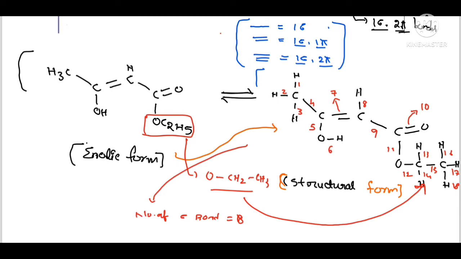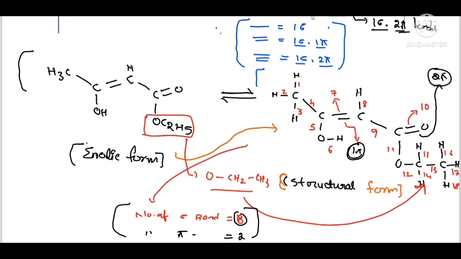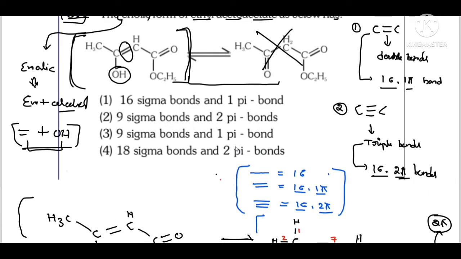Now let us try to calculate the pi bonds. Here in a double bond, one sigma bond and one pi bond is present. Here one pi bond is present. Here another double bond is present. In a double bond, one sigma and one pi bond is present. Here is the second pi bond. So the total number of pi bonds in the given compound is 2 and the number of sigma bonds is 18. Now let us verify the given options. Here option 4 satisfies our condition, that is 18 sigma bonds and 2 pi bonds.